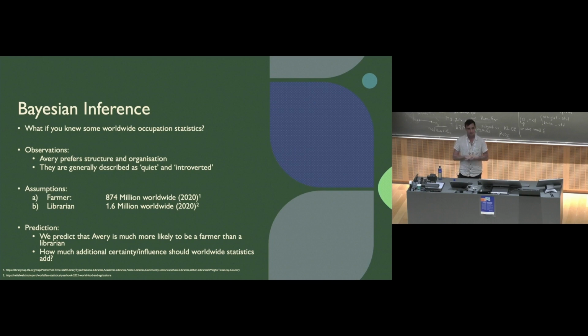But this raises another key question. So we've added prior information, we've added prior knowledge, but how much certainty do we have about this prior information? Would anyone like to guess how confident we should be about the influence of these worldwide statistics? How much influence do people think they should have? A lot or a little?